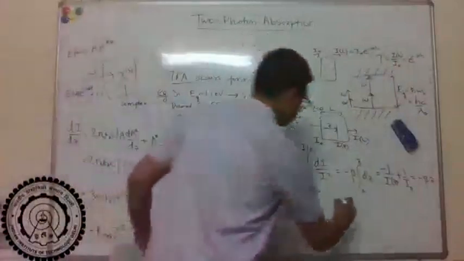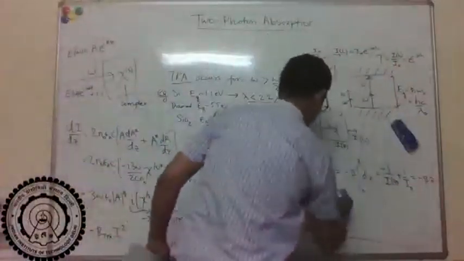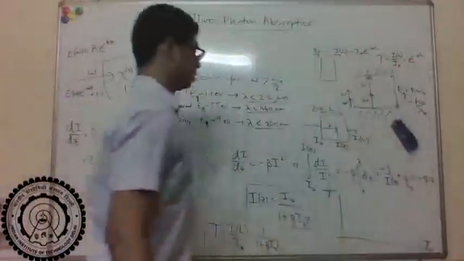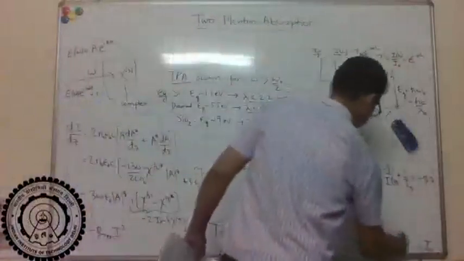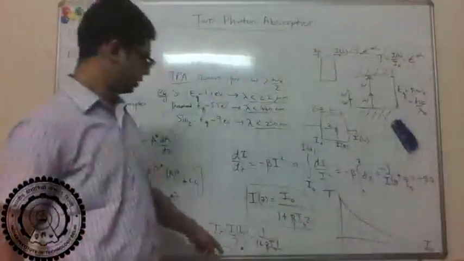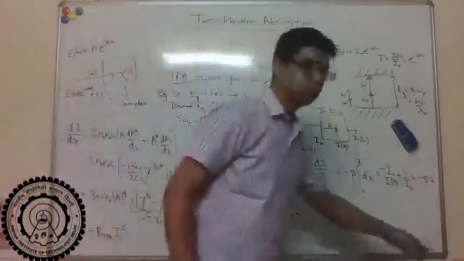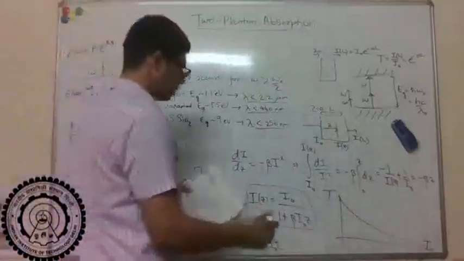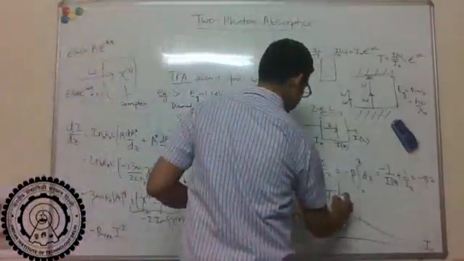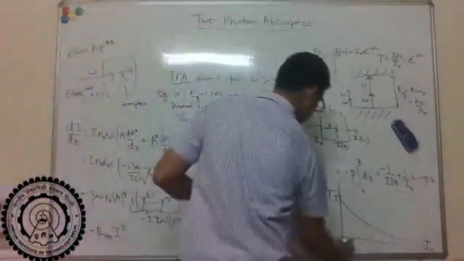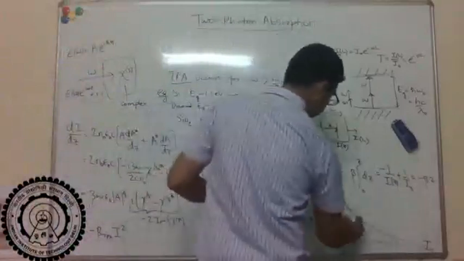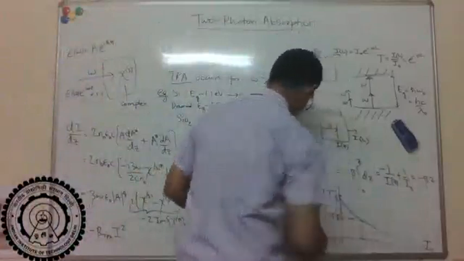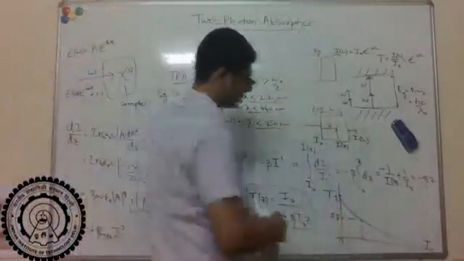So if you plot the transmission coefficient versus input intensity, you get some curve like this, right? As I increase my input intensity, the relative transmission goes down. So this is 1 for I naught equal to 0. And then the point at which it falls to half, that's I naught equal to 1 over beta L.